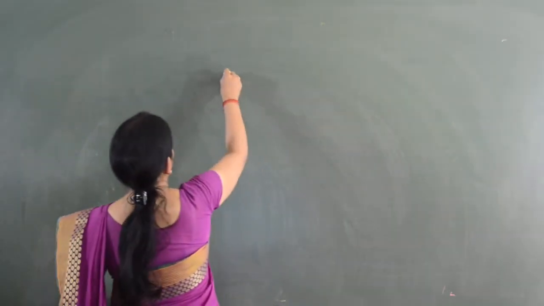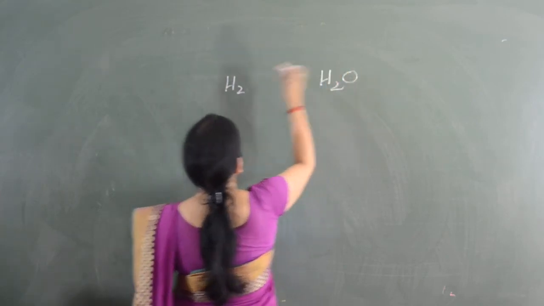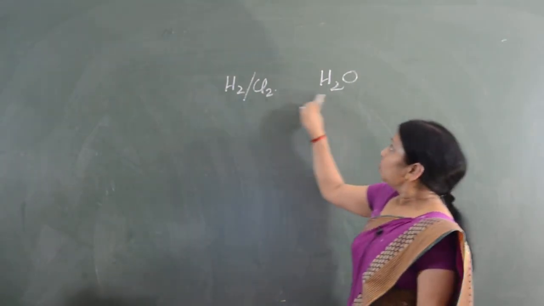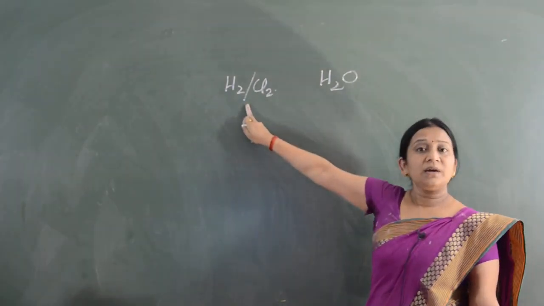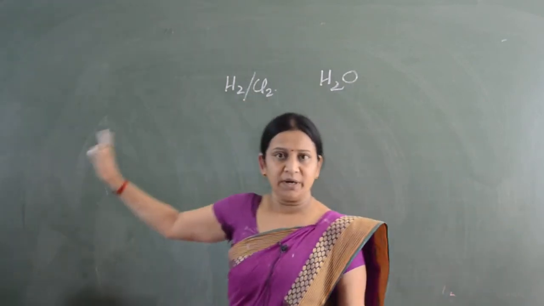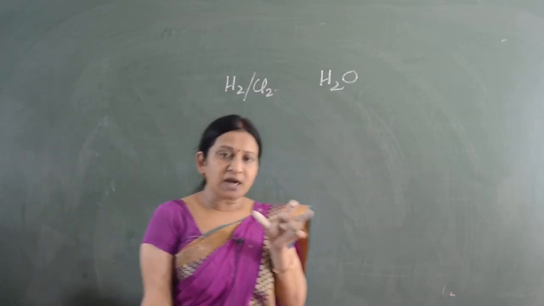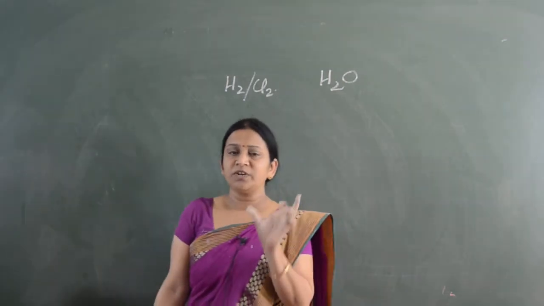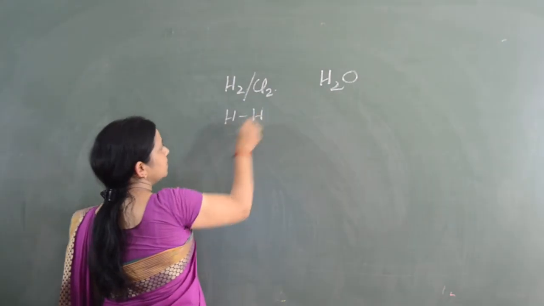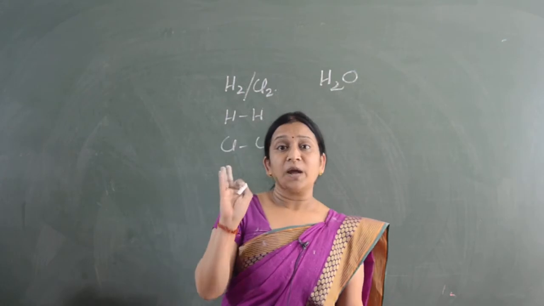suppose I take up hydrogen and I take up water, or hydrogen or Cl2 molecules. Now this molecule is IR inactive because this molecule is not going to have dipole moment. Why is it not having dipole moment? Because for dipole moment, between two atoms, the electronegativity difference should be there. Whether we consider hydrogen or we consider chlorine, they have got same electronegativity, so they cannot have dipole moment.